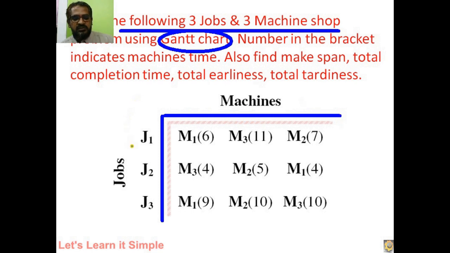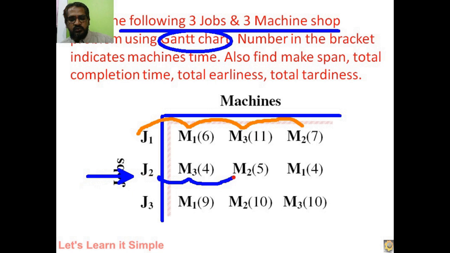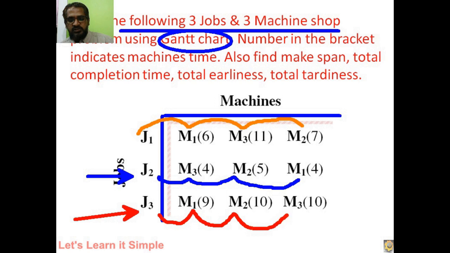Now you have jobs lined up here, and the sequence of operations for those jobs on the machines is given here. That is, job 1 first has to go to machine 1, then to machine 3, and then to machine 2. Now if you take the second job, it has to go to machine 3 first, then machine 2, then to machine 1. If you take the last and final job, it has to enter machine 1, then machine 2, then machine 3.